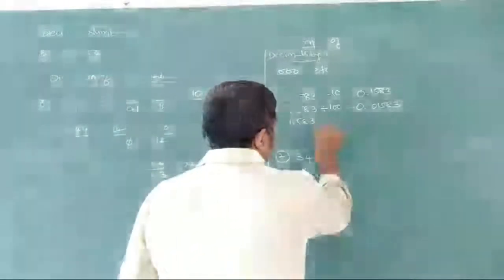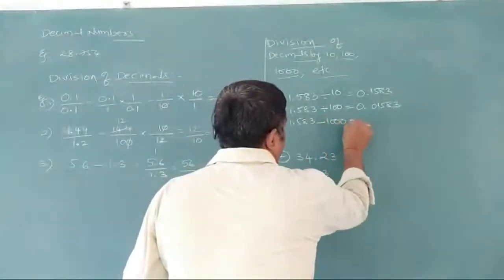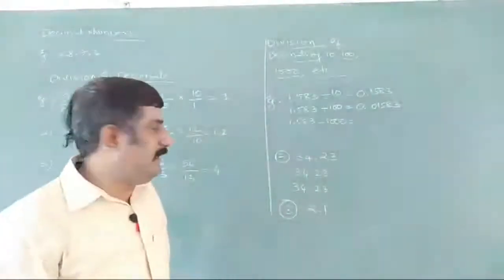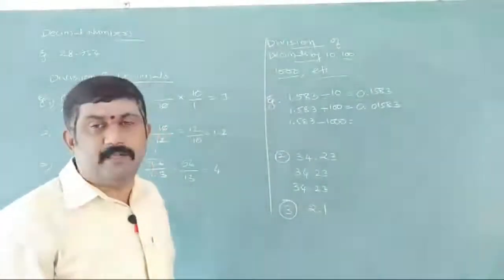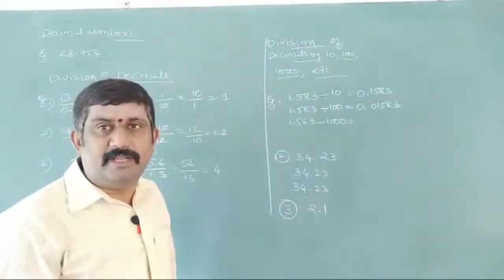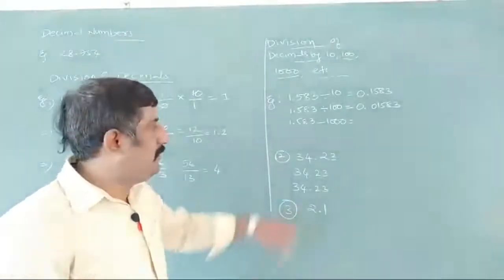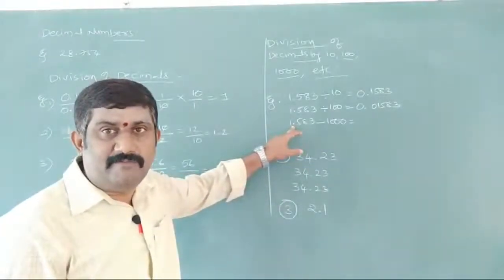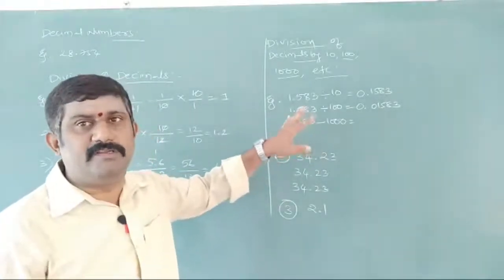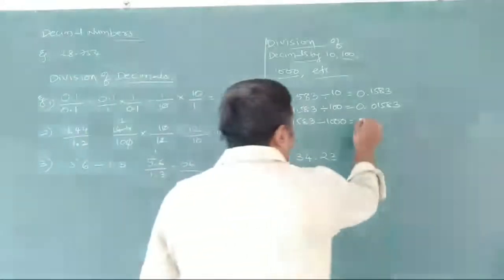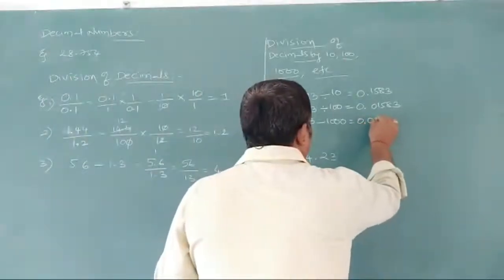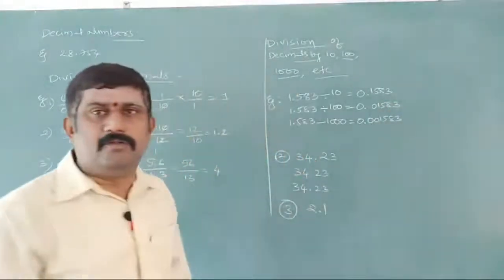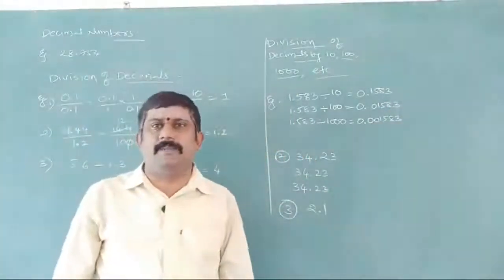Next, 1000 we are taking. 1.583 divided by 1000. How many digits do we need on the left side? 3 digits, but here also we have only 1 digit. For another 2 zeros, what do we have to do? We have to keep zeros here, 2 digits, 2 zeros. So 0.001583.